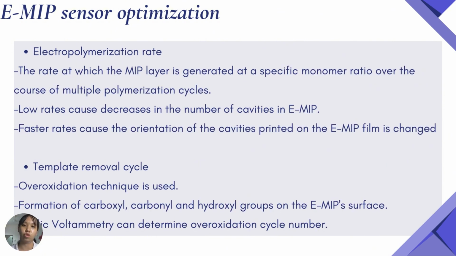Next, we have the electropolymerization rate. Low polymerization rates can result in a decrease in the number of cavities in EMIP and restricted diffusion of DMP to the electrode surface. With a fast polymerization rate, the orientation of the cavities imprinted on the EMIP film is changed.